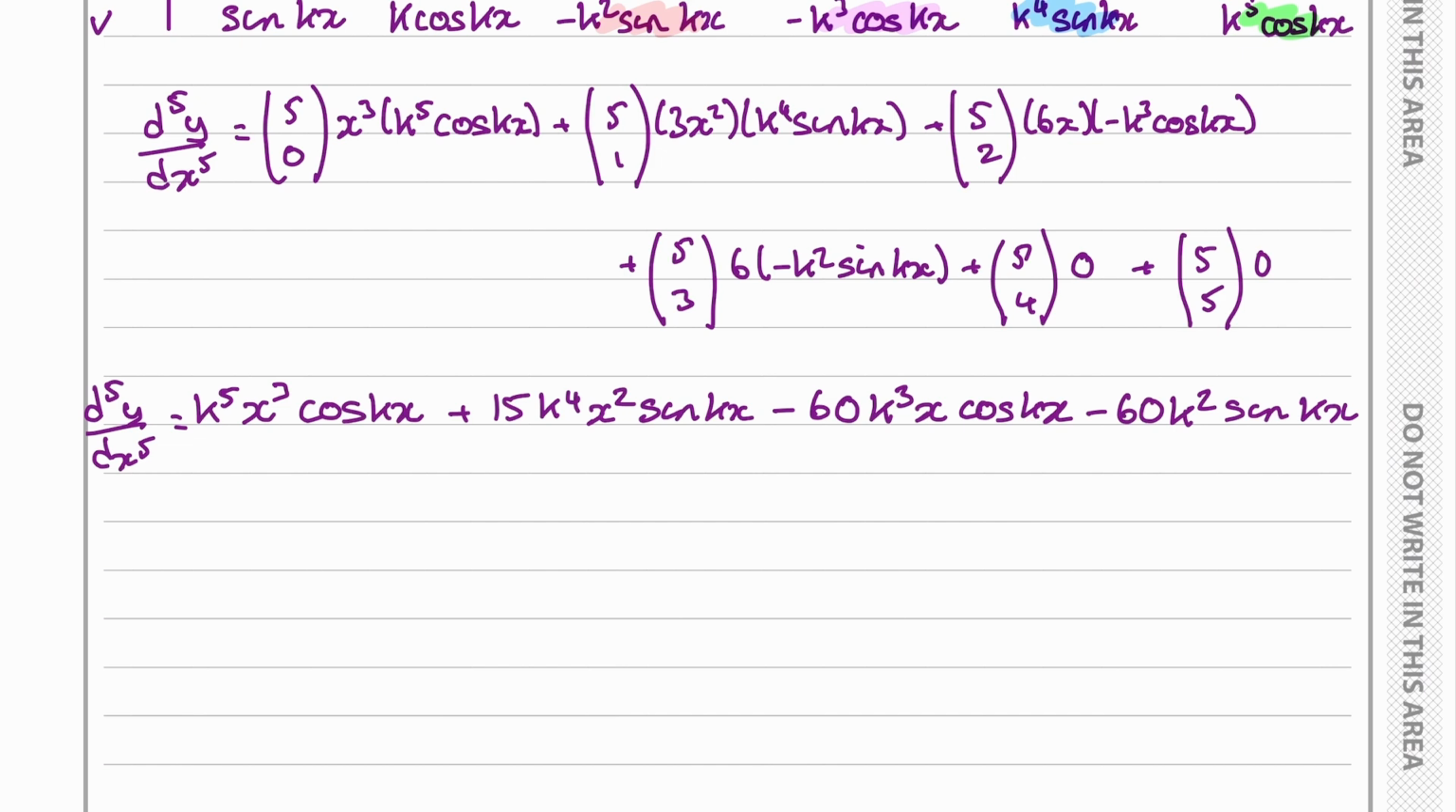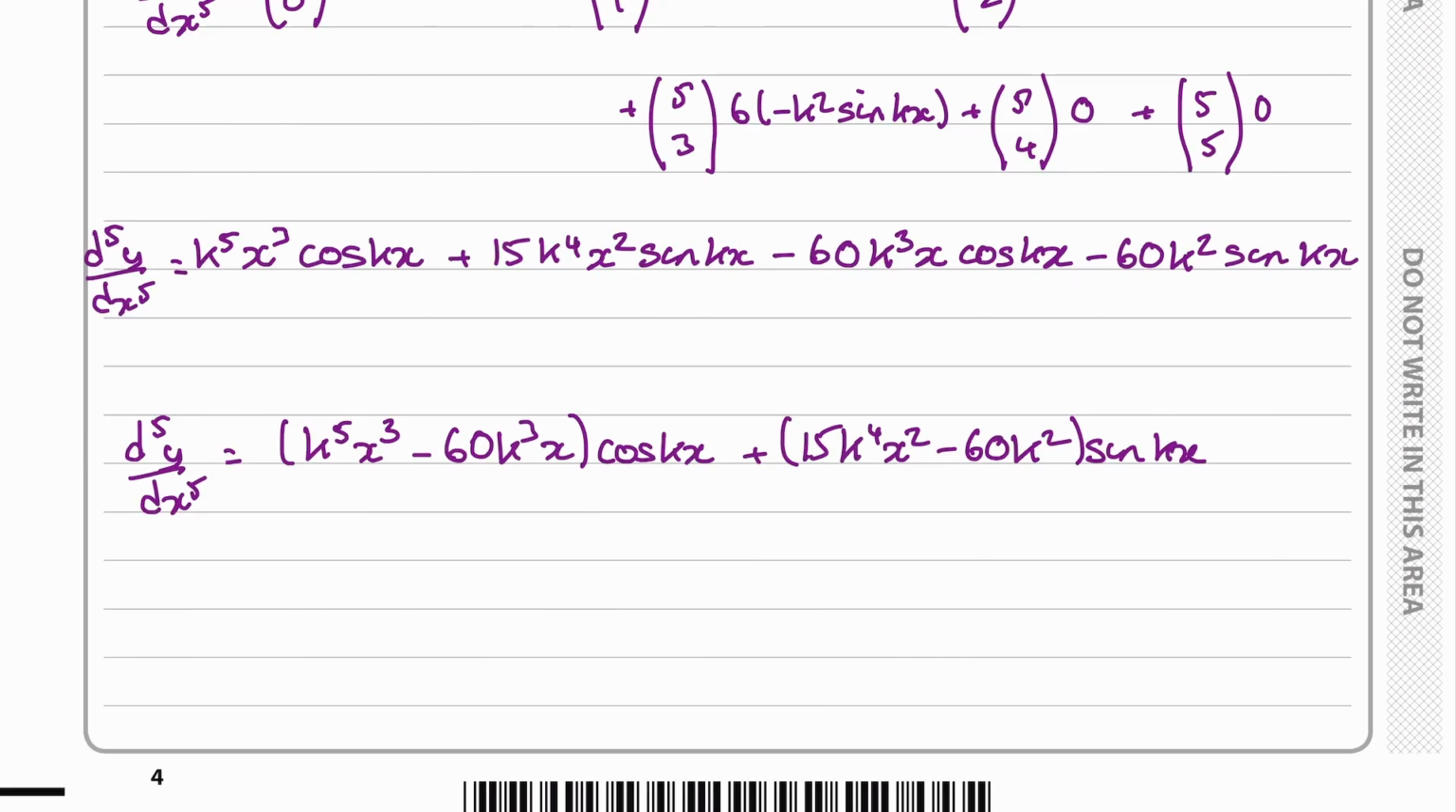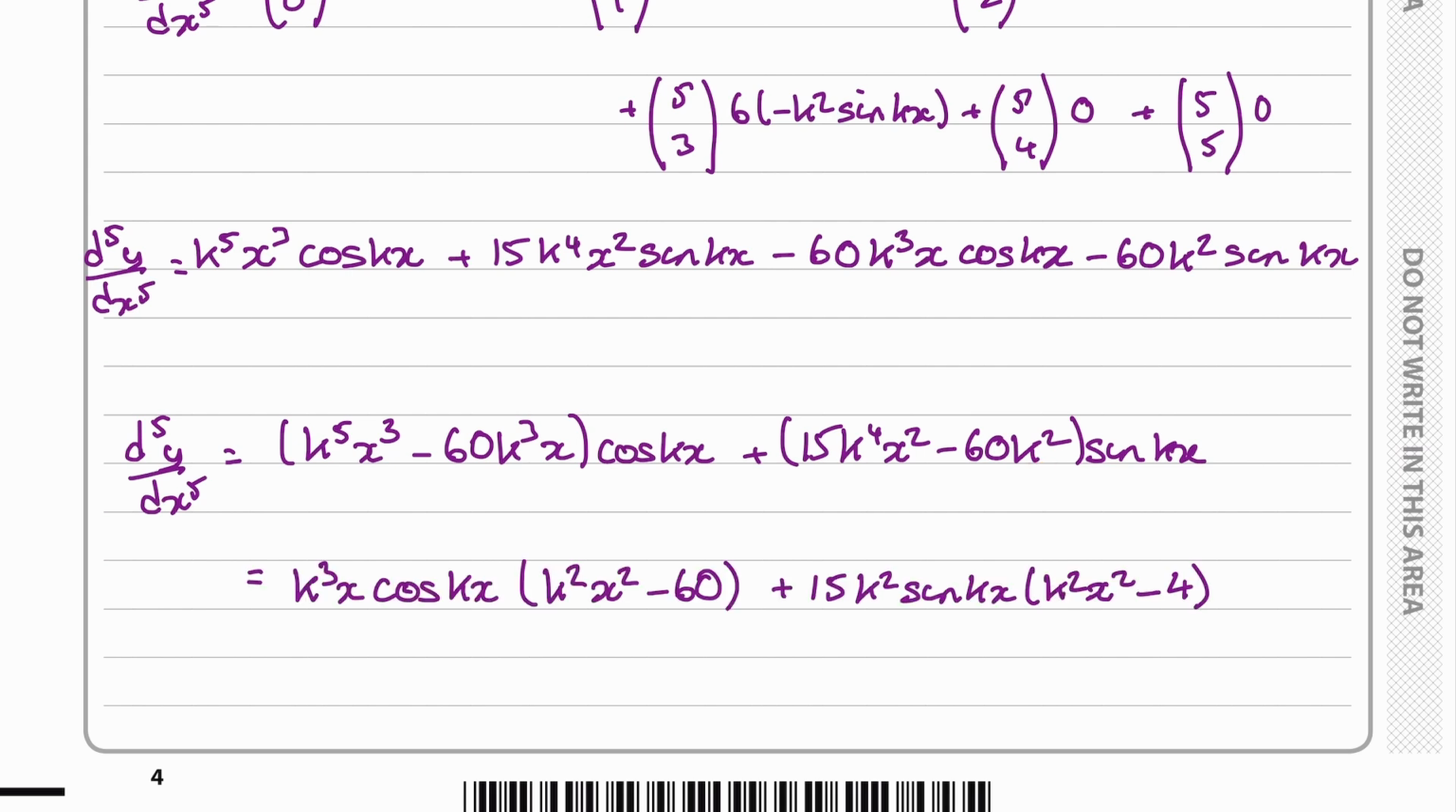I'm going to begin by factorizing the cos kx terms, so this one and this one together, and factorizing the sine kx terms, so these two. And now from our cos term, we can factor out the k to the 3 and the x term. Then for the sine term, we can factor out the 15 and the k squared. So now you can see each of these are fully factorized.